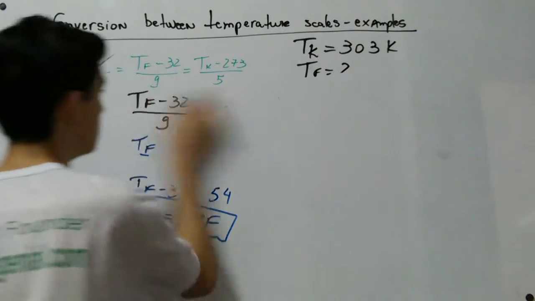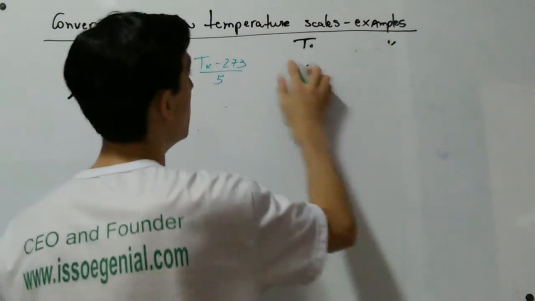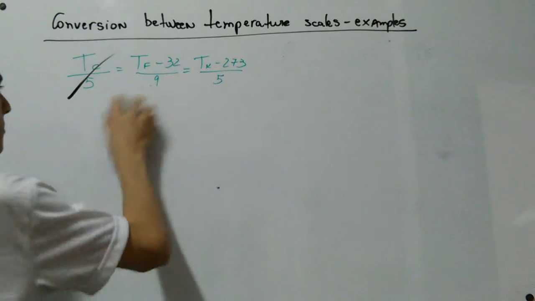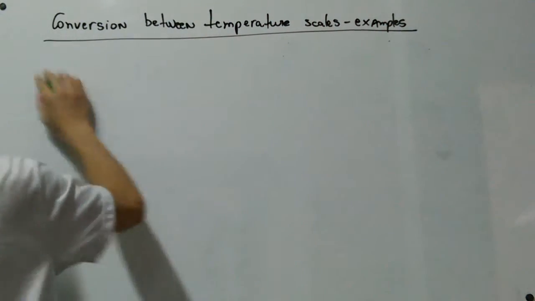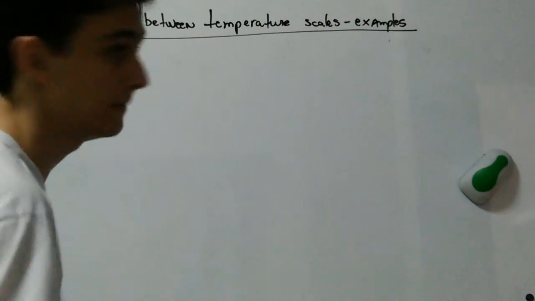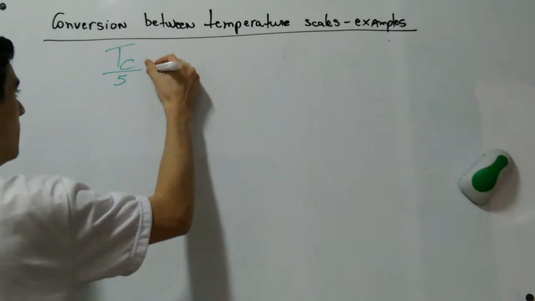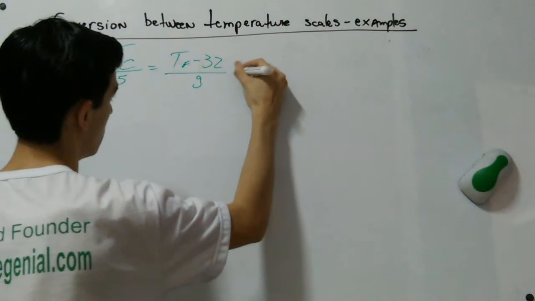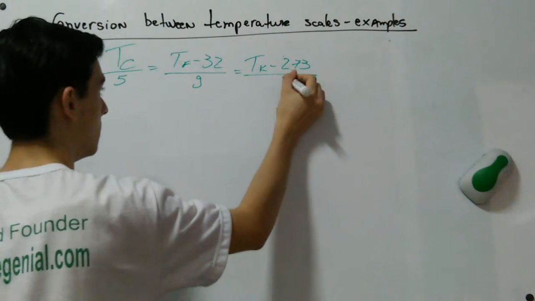So I'm just going to erase it. And we're going to do something that is quite famous. A lot of people study this example, but it's a very cool example. The question is the following. I'm just going to write that equation again. So Tc over 5, Tf minus 32 over 9, and Tk minus 273 over 5.